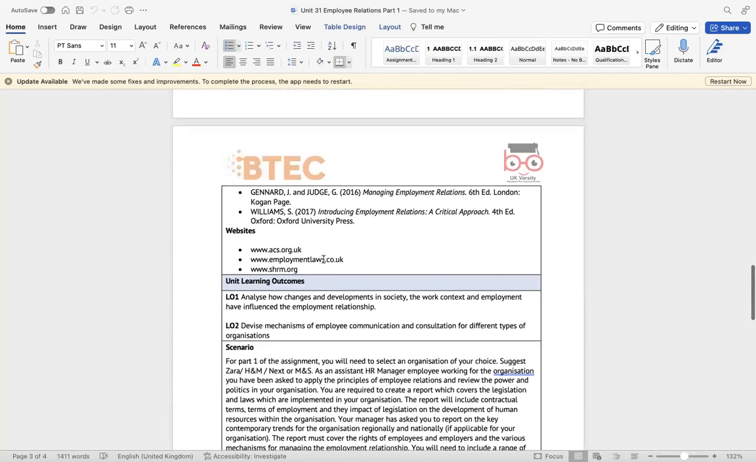SHRM is also a really good website, actually. I think the full form is Society for Human Resource Management. It has so much information there. And in terms of definitions, it's got a pool of all definitions over there.